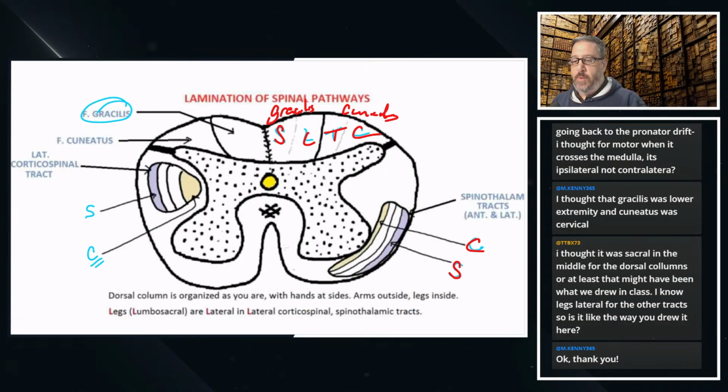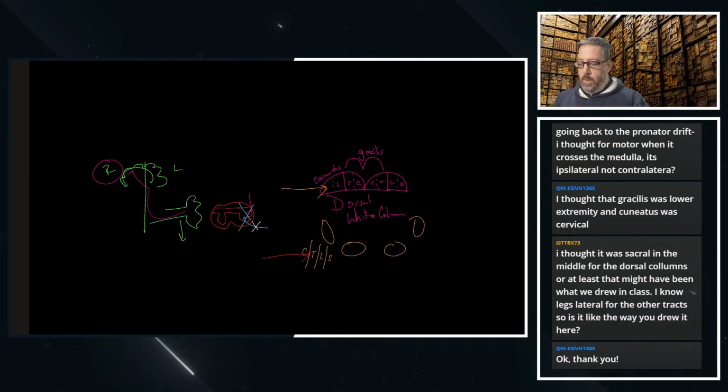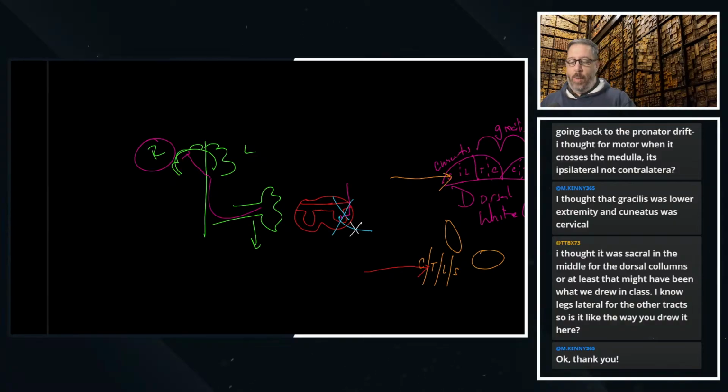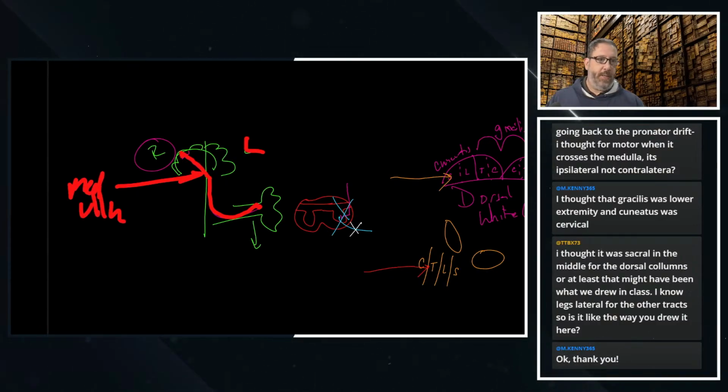Pronator drift. If the problem's on the left side, and this is a motor problem, the hand can't keep it up, so your arm is drifting. If it's the left side, that left arm is having the problem, that motor nerve comes up, crosses over, that's the medulla right there, and crosses to the other side. That's motor. Motor crosses over at the medulla, so it's the right contralateral side.